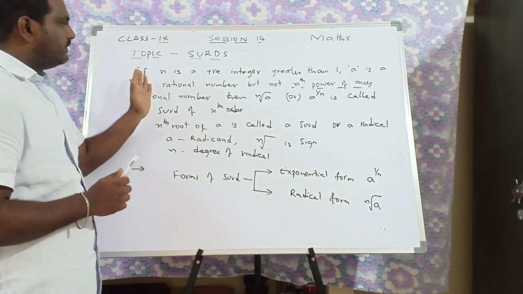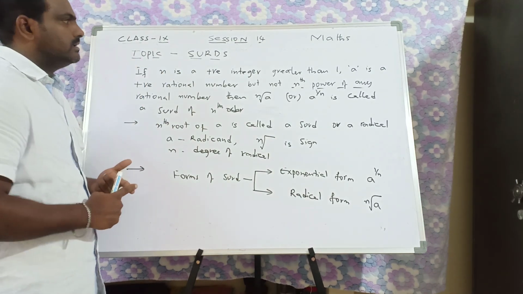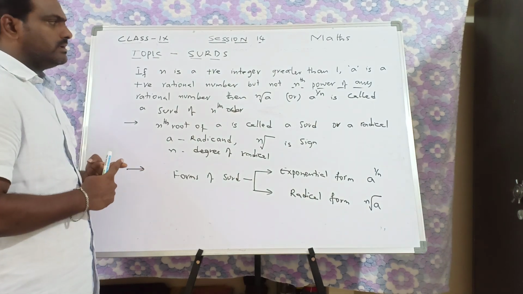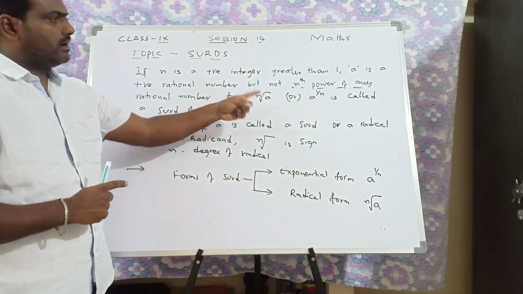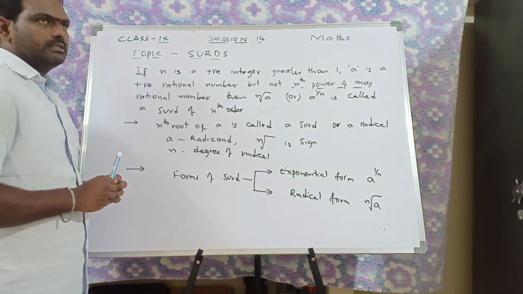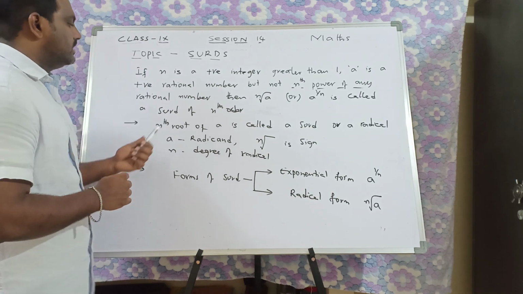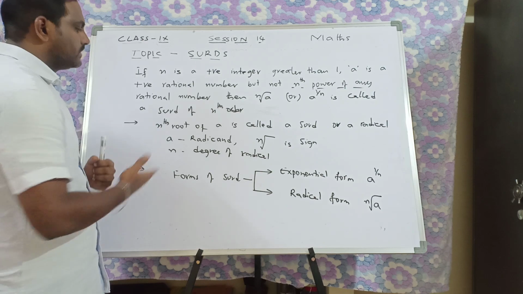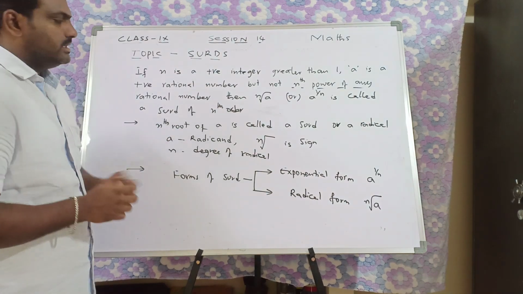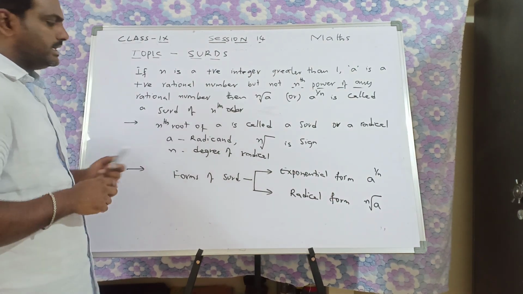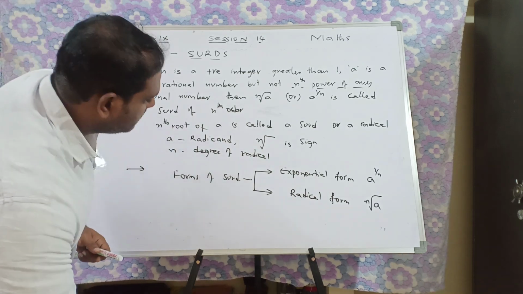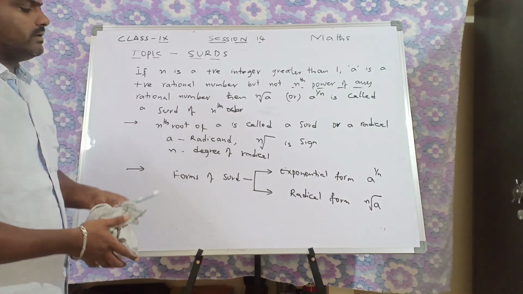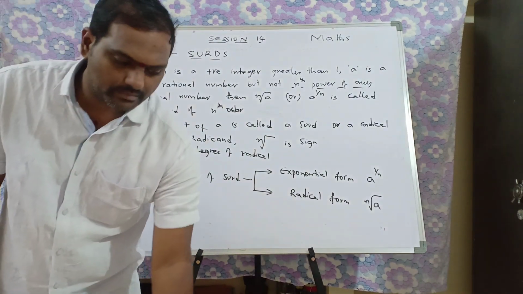I repeat again. If n is a positive integer greater than 1 and a is a positive rational number but not the nth power of any rational number, then the nth root of a or a power 1 by n is called a surd of nth order. The nth root of a is called a surd or a radical, a is called the radicand, the root sign is the radical sign, and n is called the degree of the radical. There are two forms of surds: exponential form and radical form.